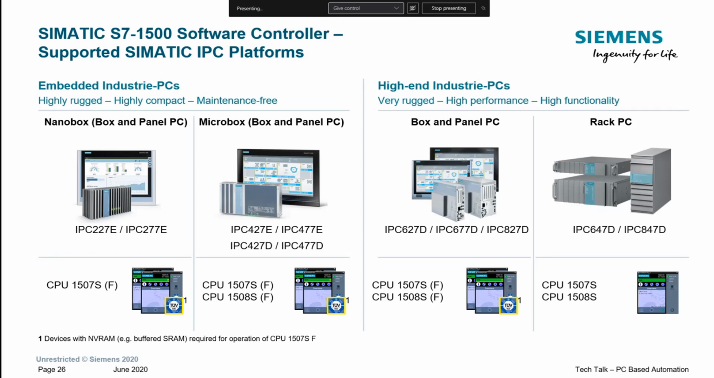So we have the 227 and the 277. And the difference between those is one has an integrated screen on it and one does not. And the same applies with the 427 and the 477. So the same computer, but with a touchscreen bolted on the front. And the benefit of the touchscreen being stuck on the front is we can now have the operator visualization all in one device. If we need more performance, then we're looking into the realms of having a rack PC, and that is obviously what we are showing on the right-hand side there.